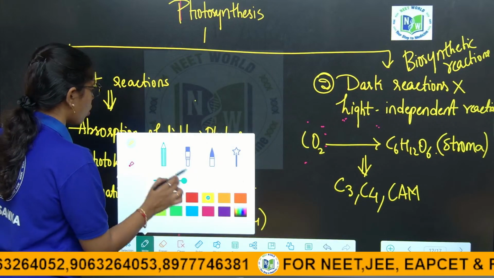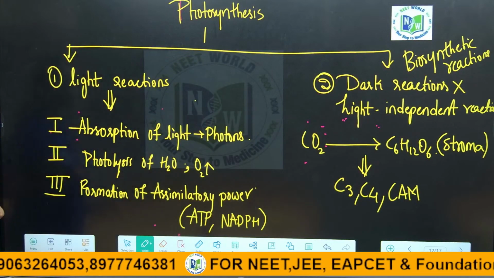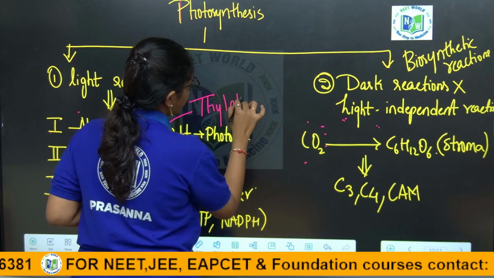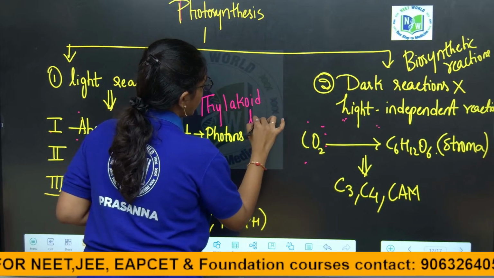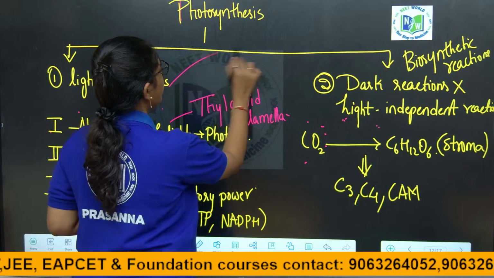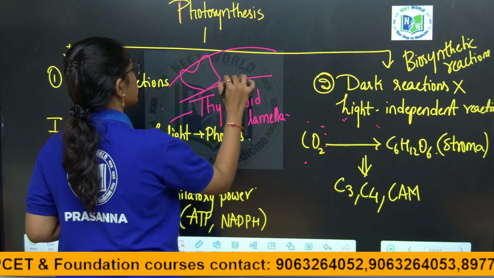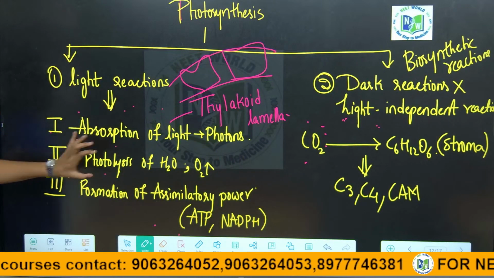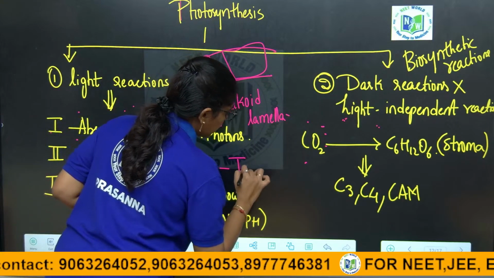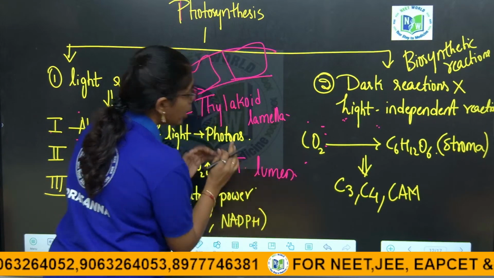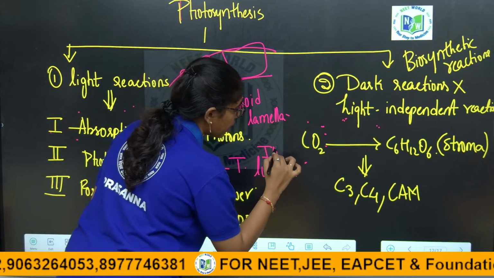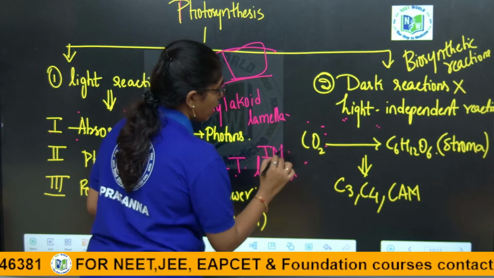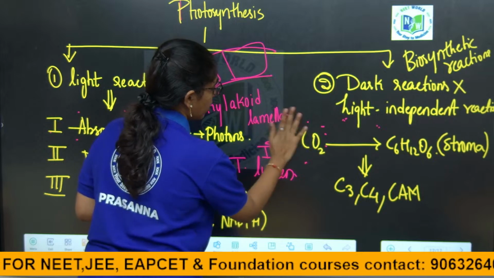Now if we look into the location, absorption of light in the form of photons takes place in thylakoid lamellae, or thylakoid membrane, wherein it has photosystems. Photosystems are present in the thylakoid lamellae. Photolysis of water takes place in the thylakoid lumen, towards the inner membrane of the thylakoid lumen.